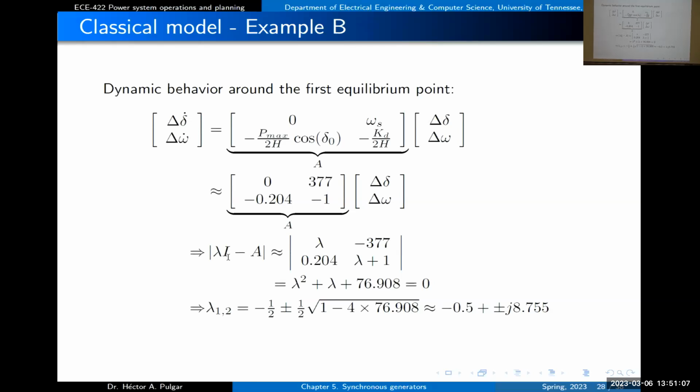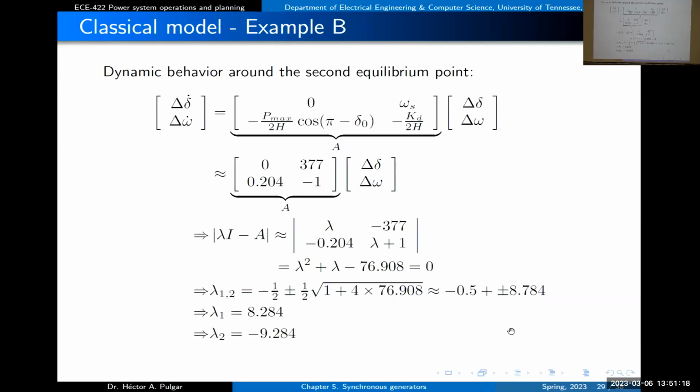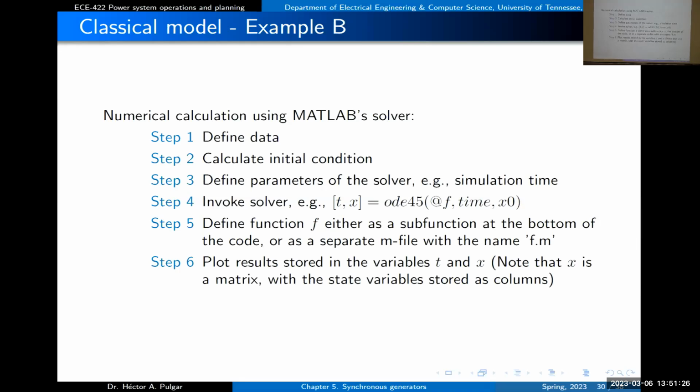The first equilibrium point, with an angle delta between 0 and pi over 2, will be a stable focus, as we can see here by the eigenvalues. And the following one, the one that is between pi over 2 and pi, is going to be a saddle node. And that's what we did.